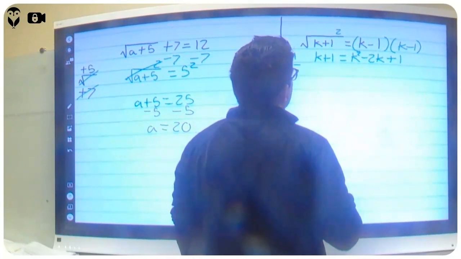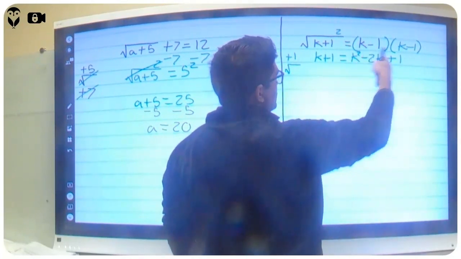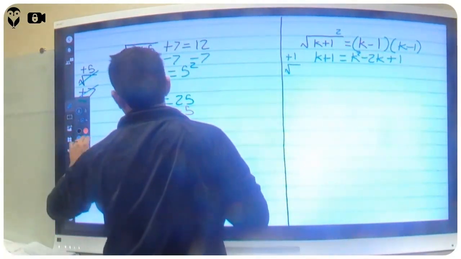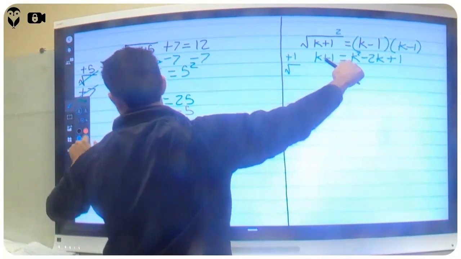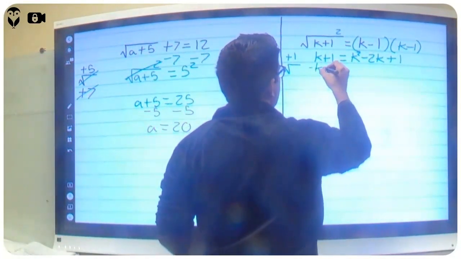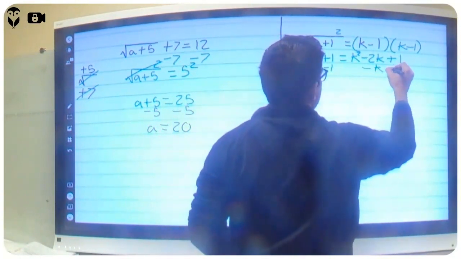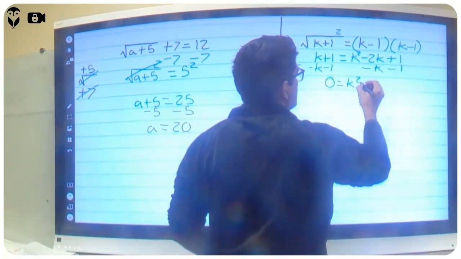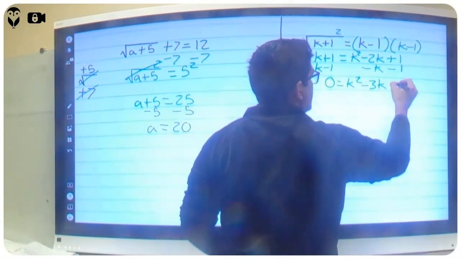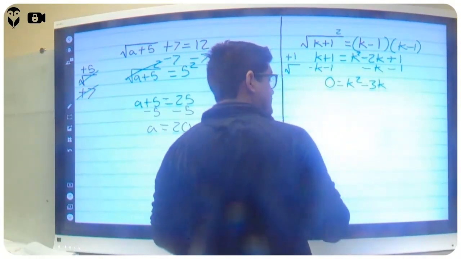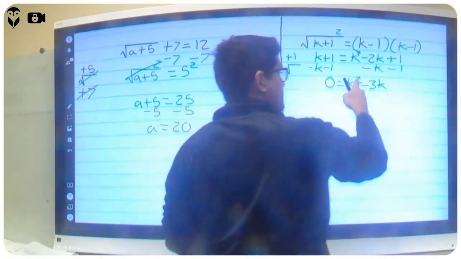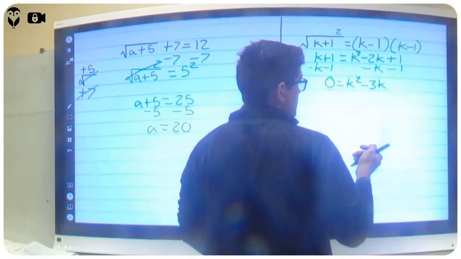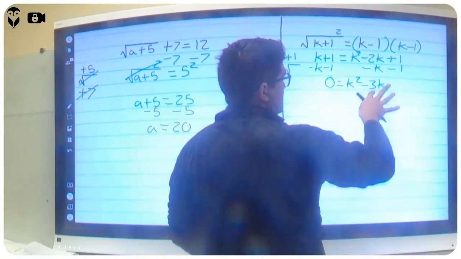Then, seeing as though we're not going to be removing the square, we're just going to shift everything over. We're getting rid of everything on the left, so minus K and minus 1. So now we're left with 0 equals K squared minus 3K. Again, this is a quadratic equation, which means we're going to end up with 2 answers.